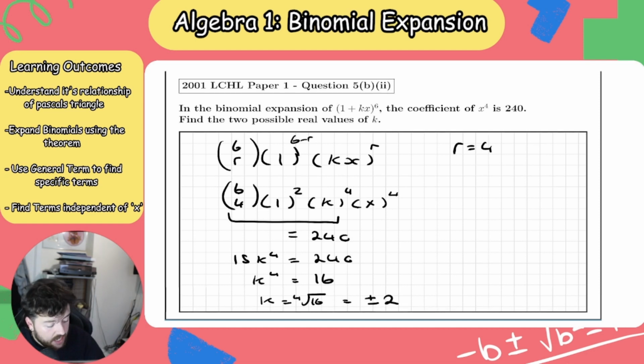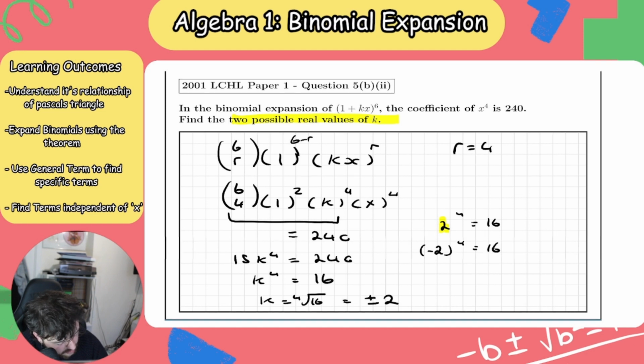Right? Because it asks here for two possible real values of k. And you can check it out for yourself. 2 to the power of 4 is equal to 16, and minus 2 to the power of 4 is also equal to 16. So you sometimes have to remember, if they ask for two values and you're dealing with roots, you have to remember to include the positive and negative answer.